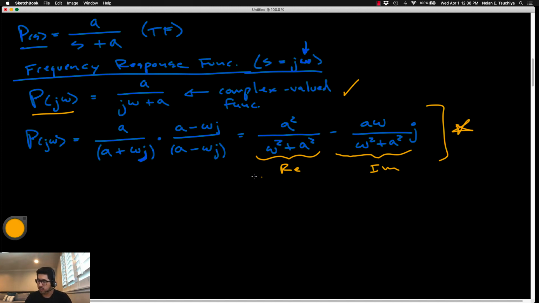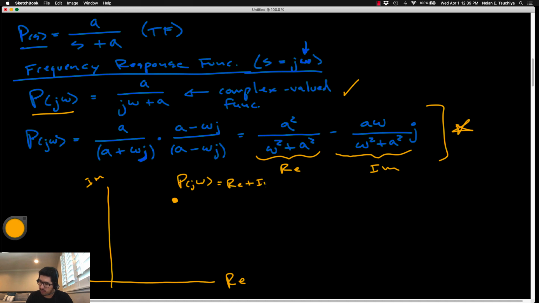The reason we wanted to write it this way should become clear if we do a little complex number review here. If we have some arbitrary value in the complex plane, and we'll call this point, say, P of j omega, we know that if we can express this as real plus imaginary, then the magnitude of this complex function, which is essentially the distance from the origin, is the magnitude of P of j omega.